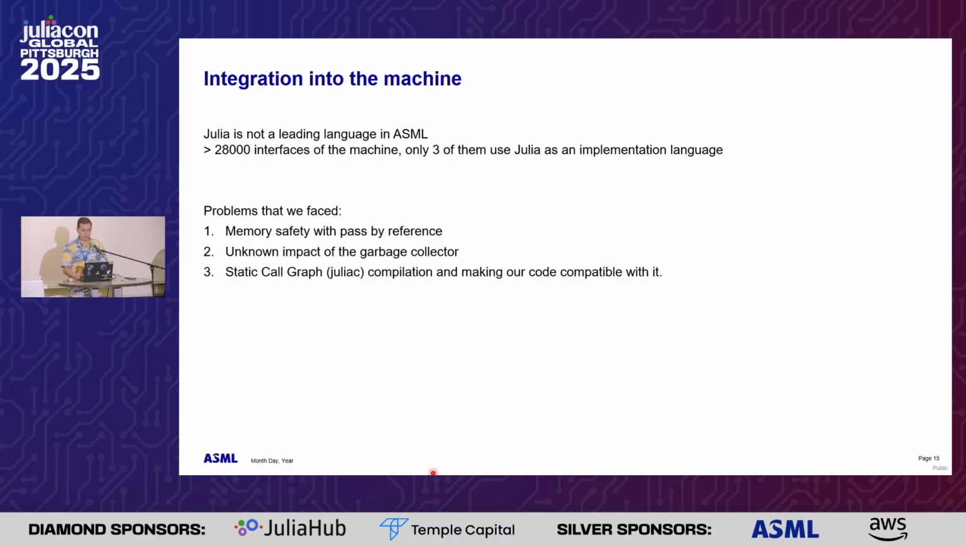And the third problem was, how do we actually implement the static call graph? When we started this discussion, static call graph was on the horizon, and we actually started doing this work without even knowing that the static graph would work, and that was a really nice collaboration between ASML, the Julia community, and JuliaHub to make it happen. Let's go through the problems one by one.